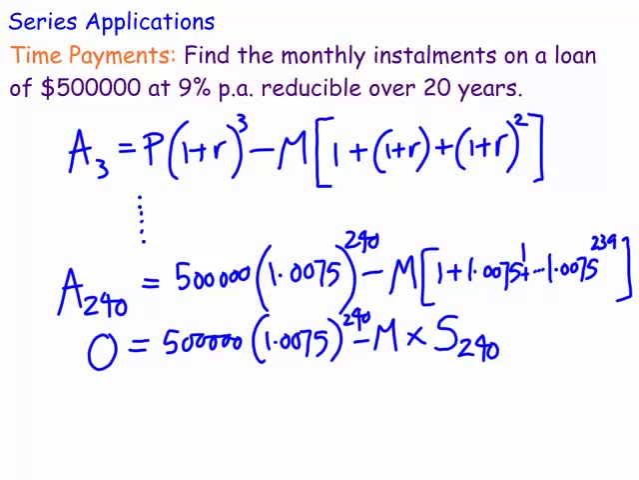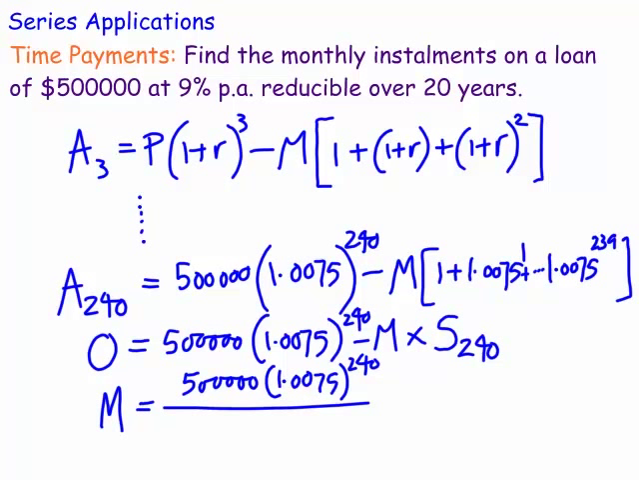So we need to rearrange this, and you can just see if we put this term over the other side, we have m, the monthly installment, will in fact be 500,000 times 1.0075 to the power 240, all divided by the sum of 240 terms. And that's what we need to evaluate. So we're now going to put this in and have a quick look. What is the sum to 240?